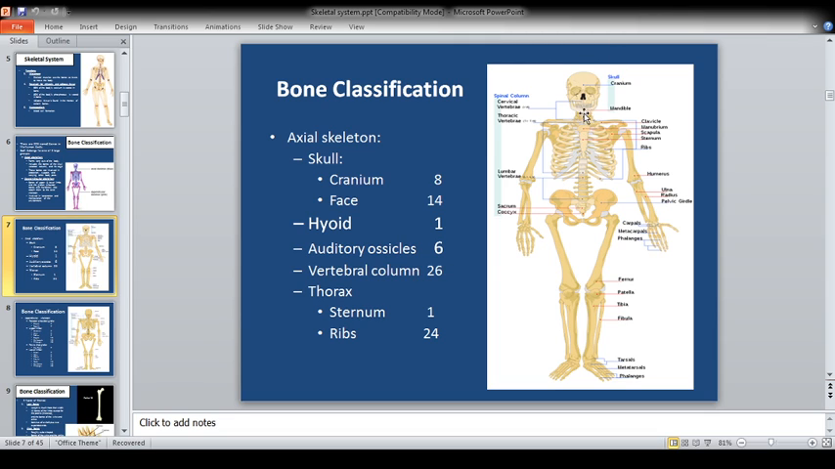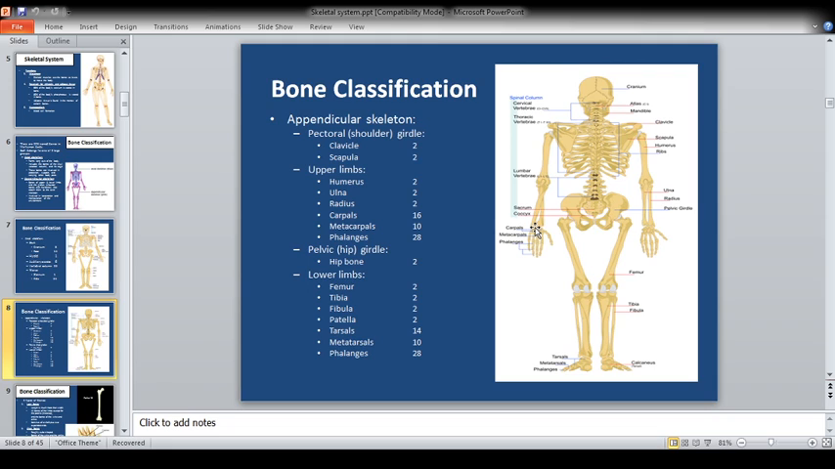Then comes the vertebral column or the vertebrae, which are 26 in number. Then there is the thoracic cavity or thorax. Thorax consists of one sternum and 12 pairs of ribs, or 24 ribs in total. So cranium 8 bones, 14 in the face, 1 hyoid, 6 auditory ossicles, 3 on both sides, small bones, then 1 sternum and 24 ribs.